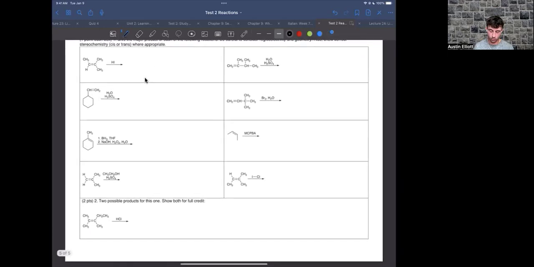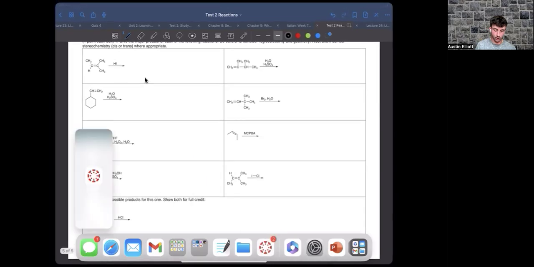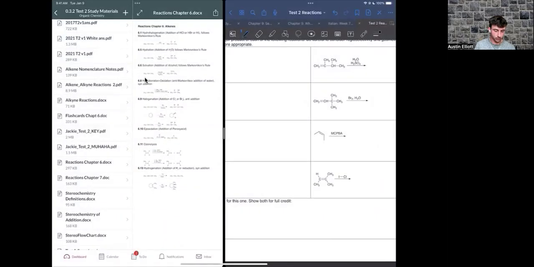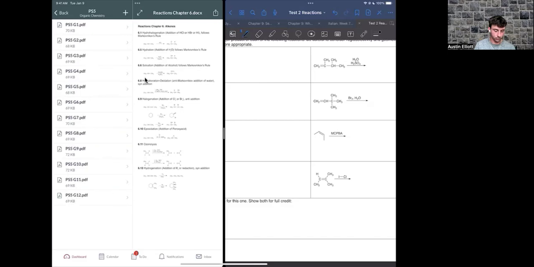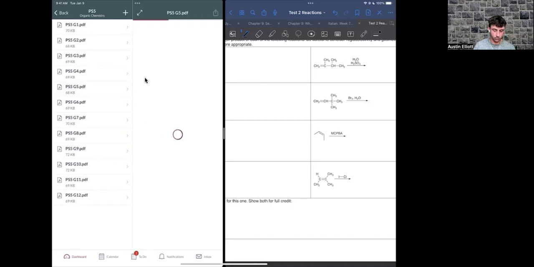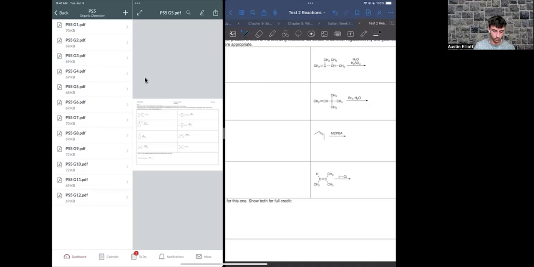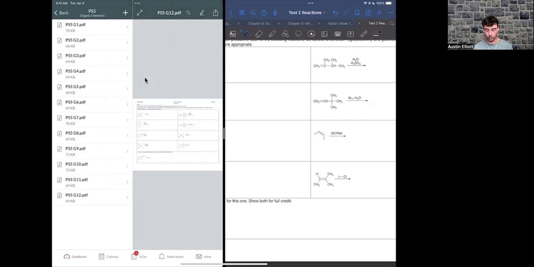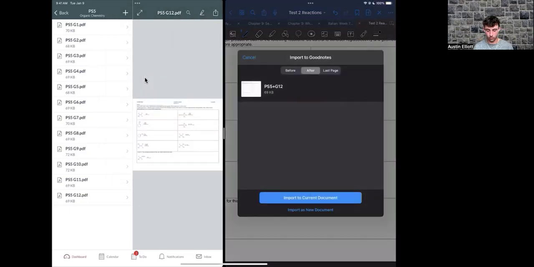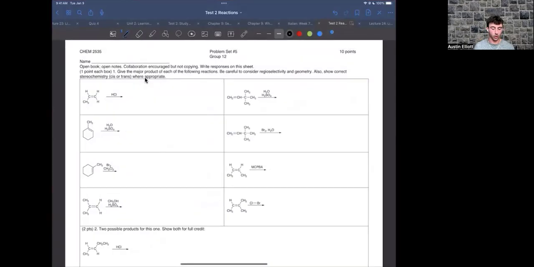So this is group 2. Let's go get group 12. Okay, so now I have group 12 here. And we can just go through it here and do a little bit more practice.